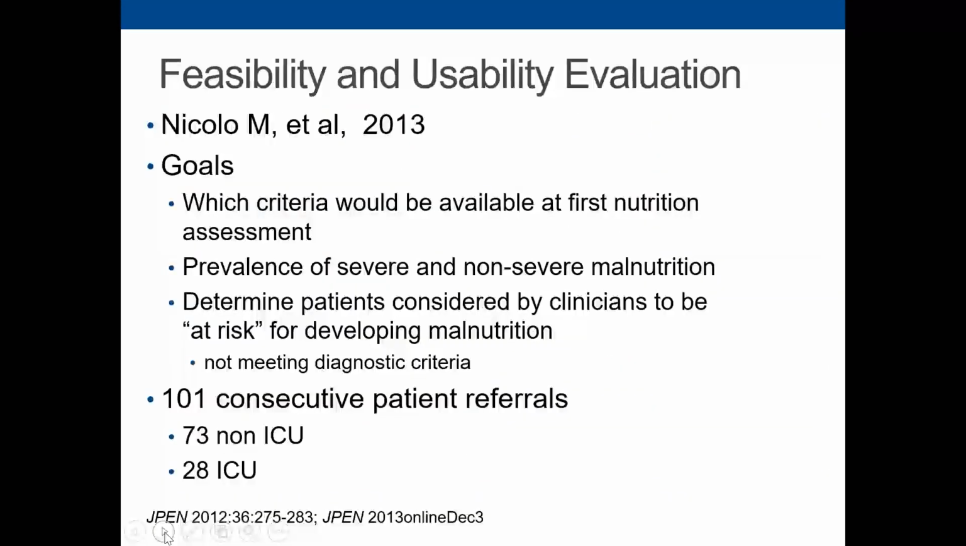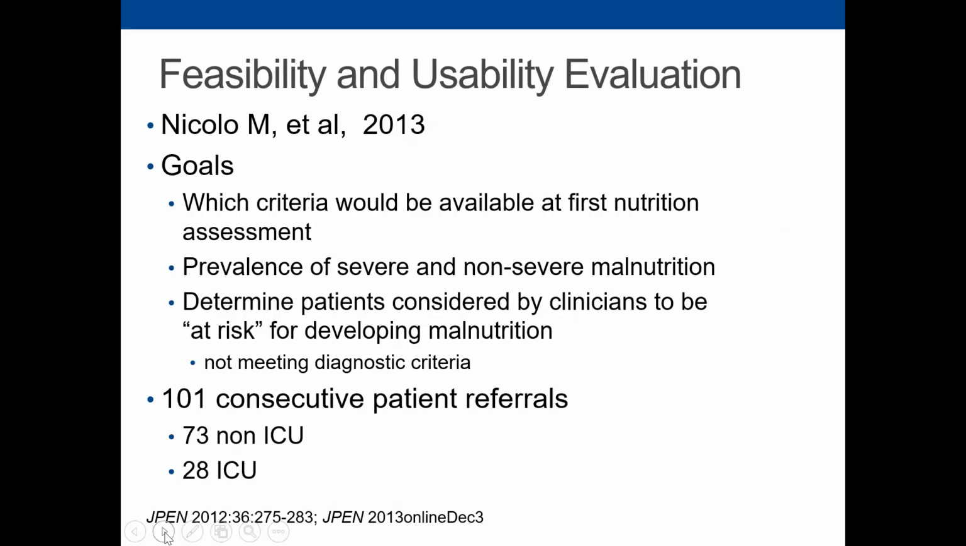So it looks like I have a few more minutes, so I just thought I would share with you a little bit of additional information about the consensus diagnostic approach. This was one of the first studies that was done following publication, really to describe the use of this approach in diagnosing malnutrition. And so these were some of the goals of this particular research group that conducted this study. They looked at 101 consecutive patients, and this was from 2 hospitals in Pennsylvania. I would say a third were non-ICU, a third were critically ill patients.